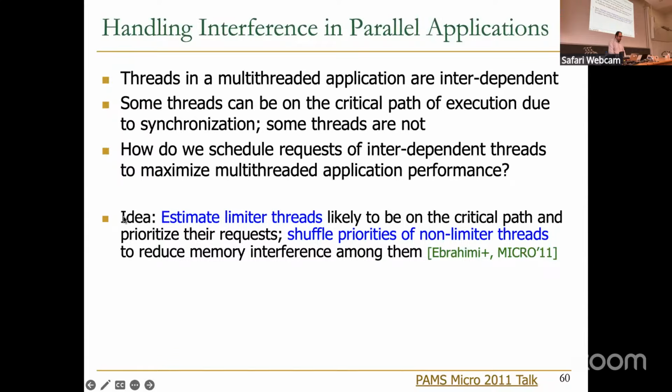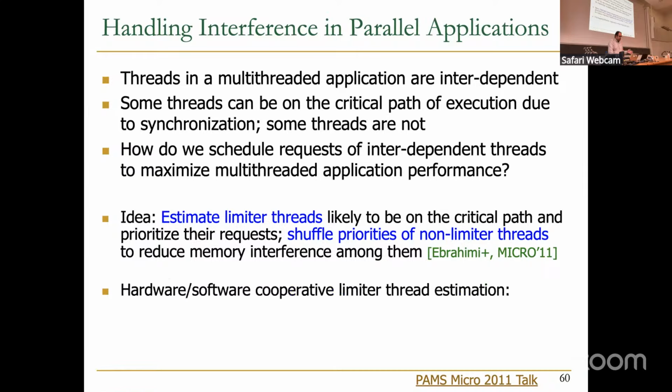So the idea is that we try to estimate limited threads. In this example, I try to give you some insight into what would be a limited thread. At runtime, we should try to estimate limited threads, which are likely to be on the critical path, and then we prioritize their requests. And we shuffle priorities of non-limited threads to reduce memory interference among them. So it's a hardware-software cooperative technique to estimate limited threads.